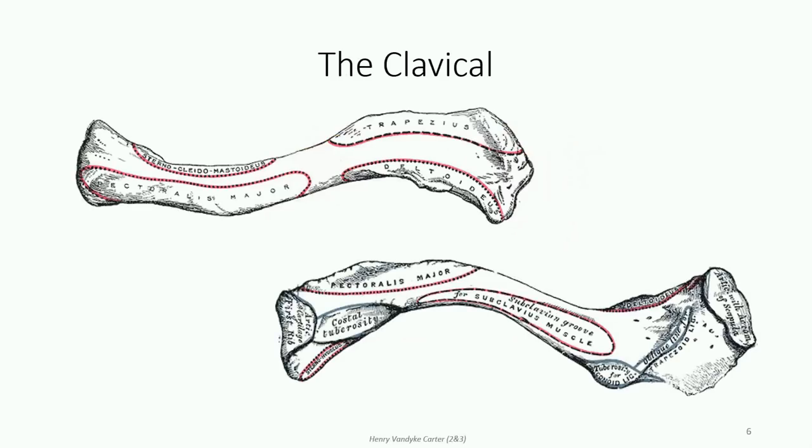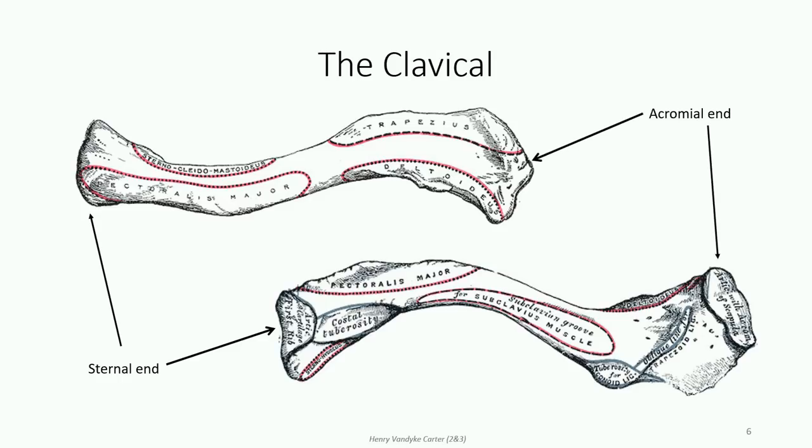The clavicle is an S-shaped bone found in the superior pectoral region, which offers protection to delicate neurovascular structures which pass inferior to it. It serves as the true anchor between the axial skeleton and upper limb through a broad articulating surface on its sternal end. Laterally, the clavicle compresses into the wedge-shaped acromial end that articulates with the acromion process of the scapula.